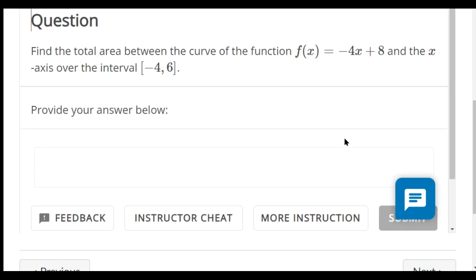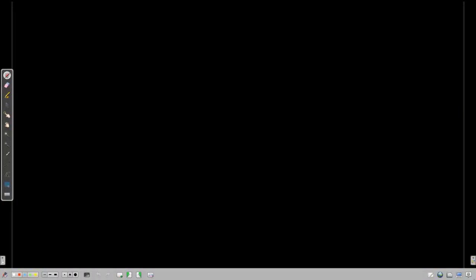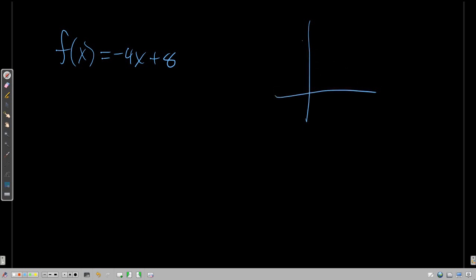All right, getting close to the end here. Find the total area between the curve and the x-axis. So knowing what I know now, that I got to break up my integral into two pieces, then I know that my function, minus 4x plus 8, here's the picture. They want to integrate from -4 to 6, wherever 6 is.